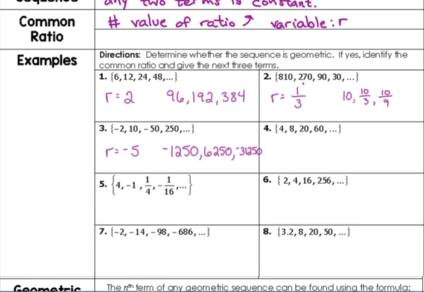All right, number 4, let's see here. We don't multiply 8 by 2 to get 20, so this is not a geometric sequence. Number 5 is another example of where we have a negative, because you're alternating positive and negative terms. So I know that if it is geometric, it is a negative common ratio. It would appear that it is -1/4. 4 times -1/4 is -1. -1 times -1/4 is +1/4. Multiply that by -1/4, we get -1/16.